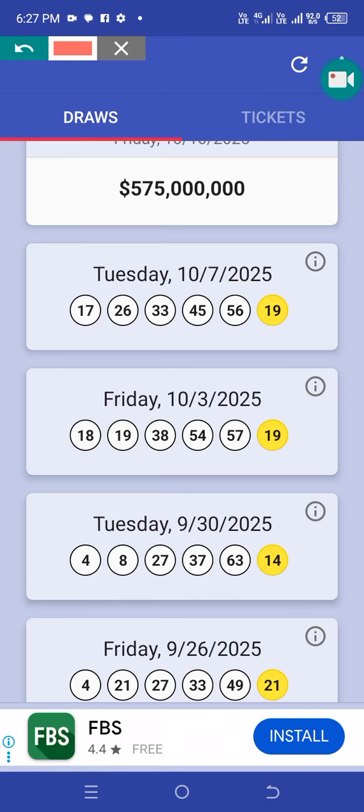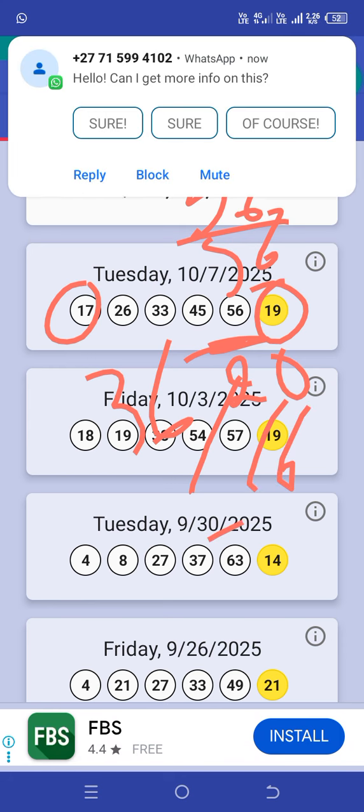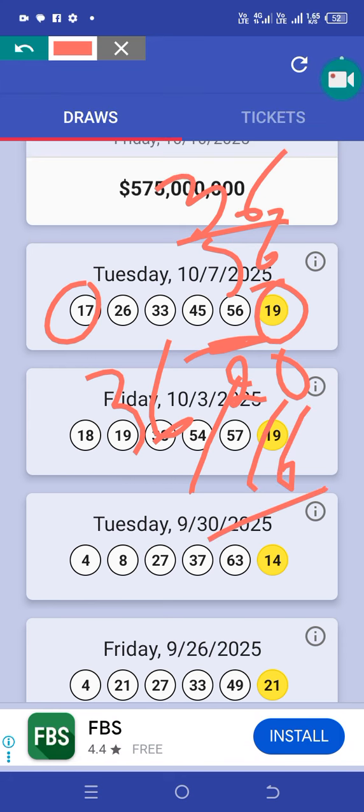Alright, so we're going to use this 36. 56 minus 36 is still 20. 20 minus 36 is going to be 16. So we're going to play 16 as well.